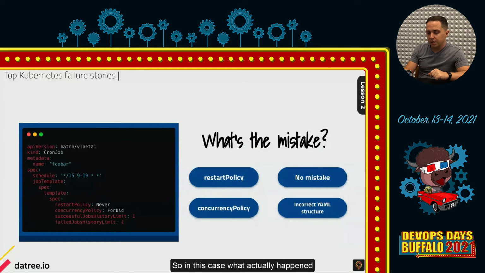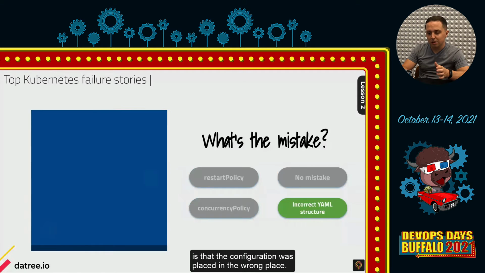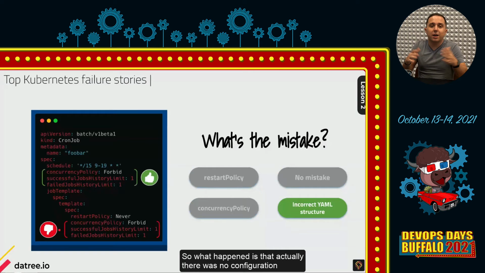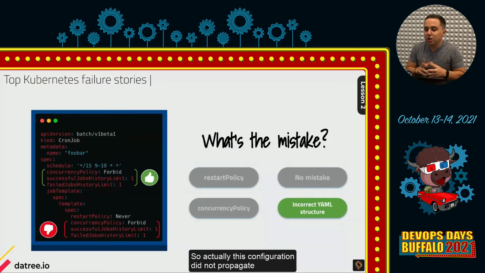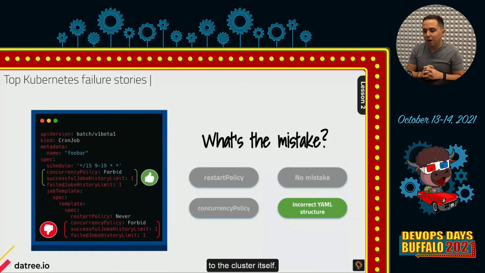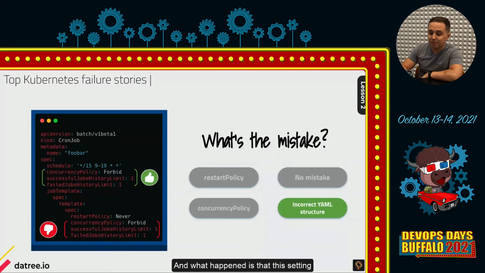So in this case, what actually happened is that the configuration was placed in the wrong place. There was no configuration because it was in the wrong place in terms of YAML structuring. So this configuration did not propagate to the cluster itself. This setting did not get applied to the cluster.